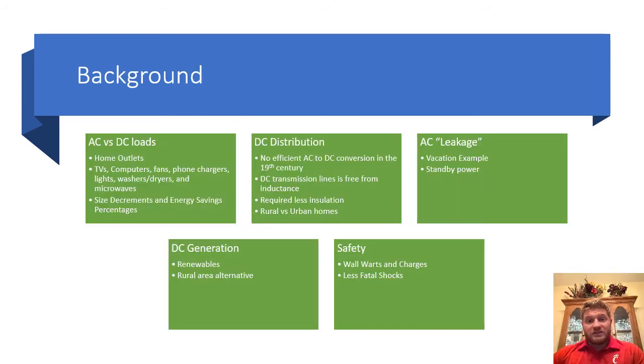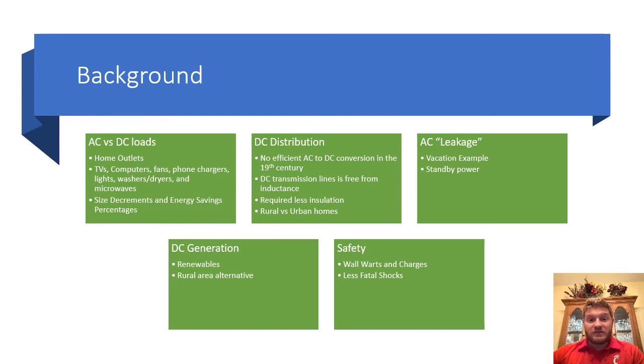Most electrical appliances use DC power, but the house is supplied by AC power. So when you look at your typical outlet, it will be supplying AC power. The problem with this is that we will have to use an AC to DC converter in most appliances to even work. Some of the appliances that are DC powered in your home include, but are not limited to, TVs, computers, fans, cell phone chargers, fluorescent lights, washers, dryers, and microwaves.